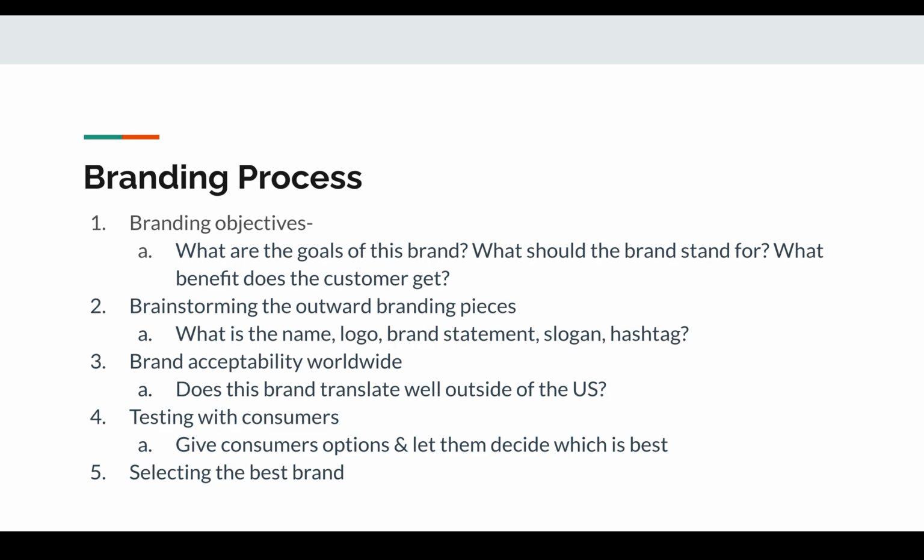And then we think about brand accessibility worldwide and acceptability. For a local small town company who doesn't want to expand, they just want to have their one location, this isn't something that they necessarily need to think as quite as much. But thinking about those large international companies, does my brand translate well outside of the U.S.? So things like Nike, Adidas, Under Armour, McDonald's, Taco Bell, those are all going to be all over the world.